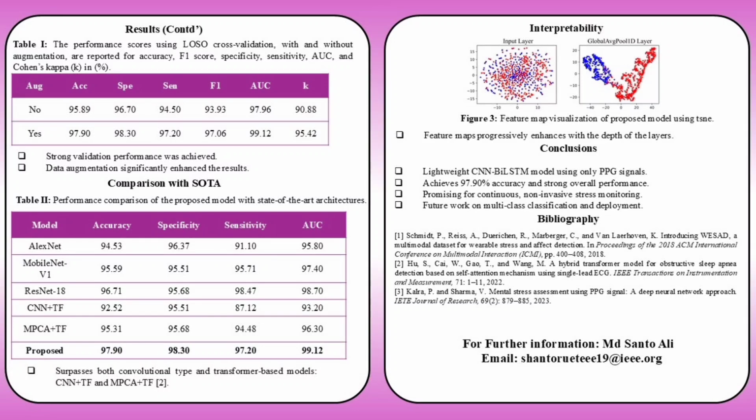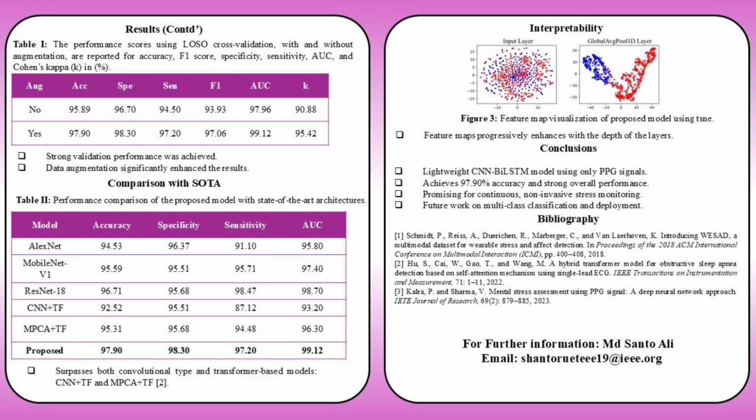Interpretability. To further validate our model, we examined how well it learned to separate emotional states. We visualized extracted features using t-SNE, a dimensionality reduction technique that helps reveal clusters in high-dimensional data. As Figure 3 shows, feature separability becomes more pronounced in deeper layers. This gives us confidence in the interpretability and robustness of the learned features.